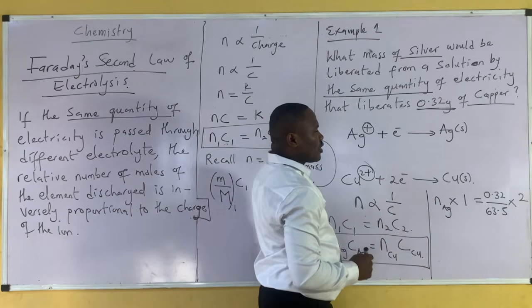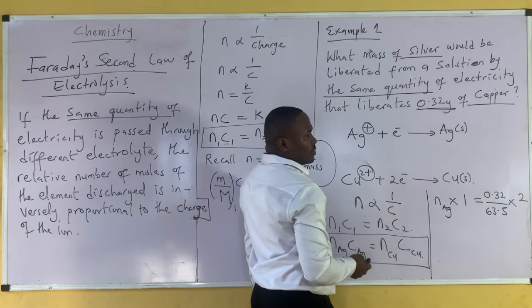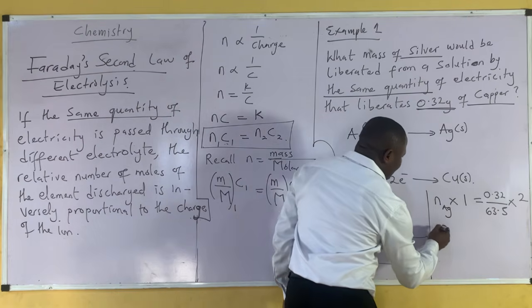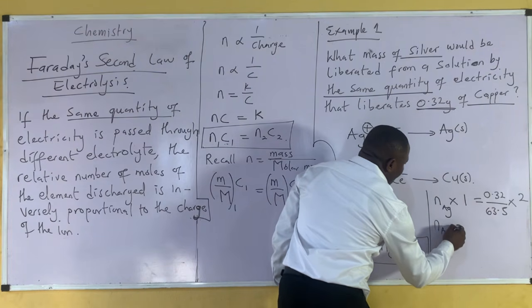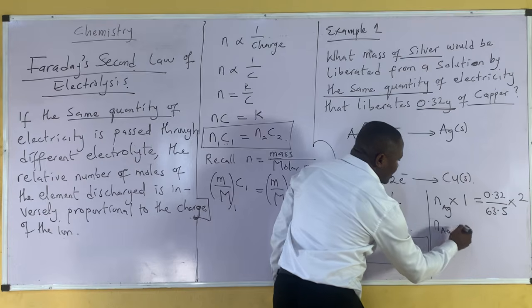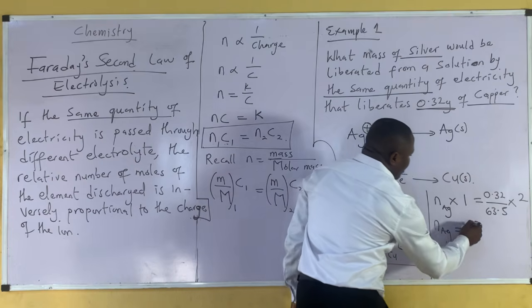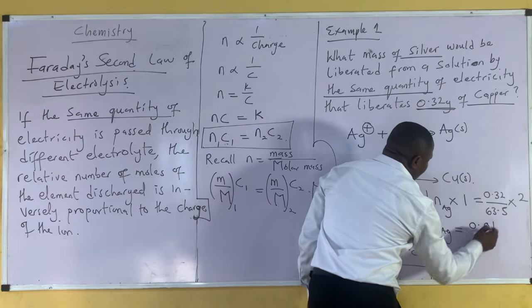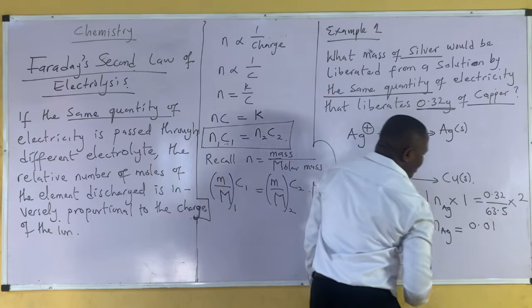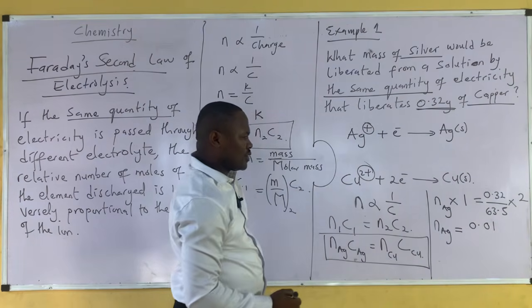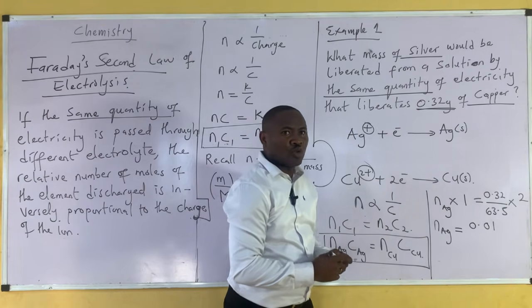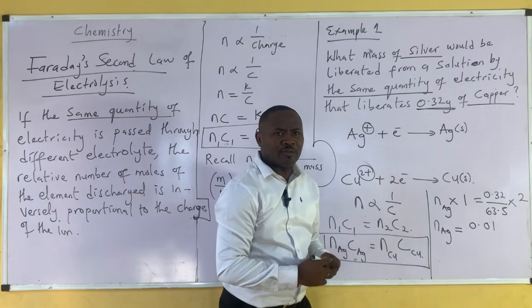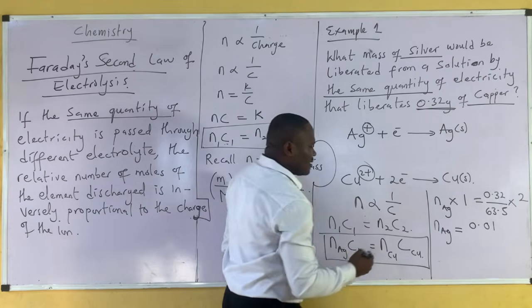So now what becomes the answer to this question? The mole of silver times 1, which is the same thing, is equal to 0.01. So now, what is the question? Since I have gotten the mole of silver to be 0.01, can I find the mass of silver? Yes, I can find the mass of silver.